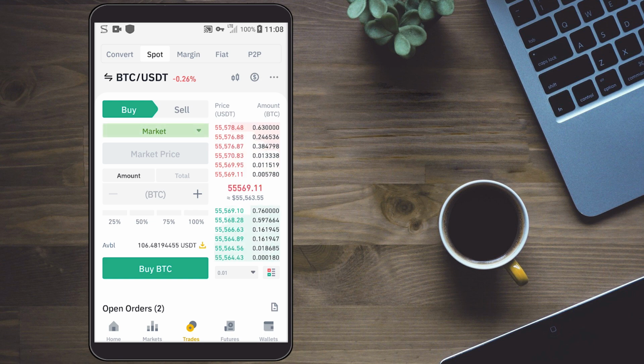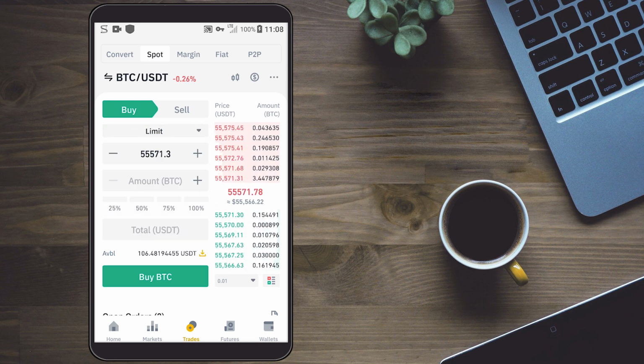All right, now let's see what is a limit order and how we place it. Limit order is not like market order that is executed quickly at the current price of the market.